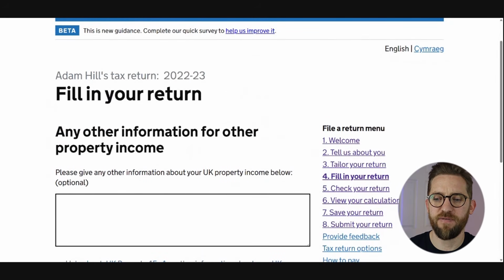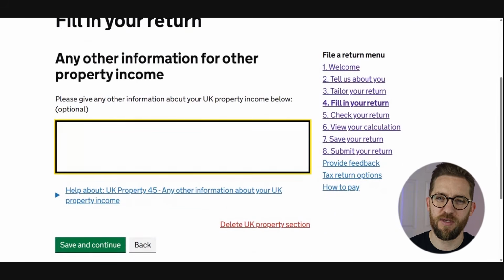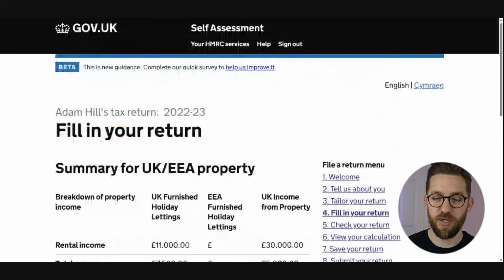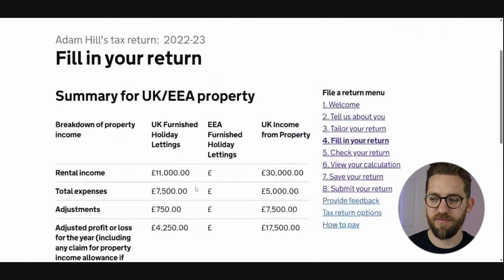Any other information for other property income? If you did have supporting information or notes, maybe that would help HMRC if they were to review your return, you can provide them here, or you can leave it blank. And then we've got a bit of a summary here.